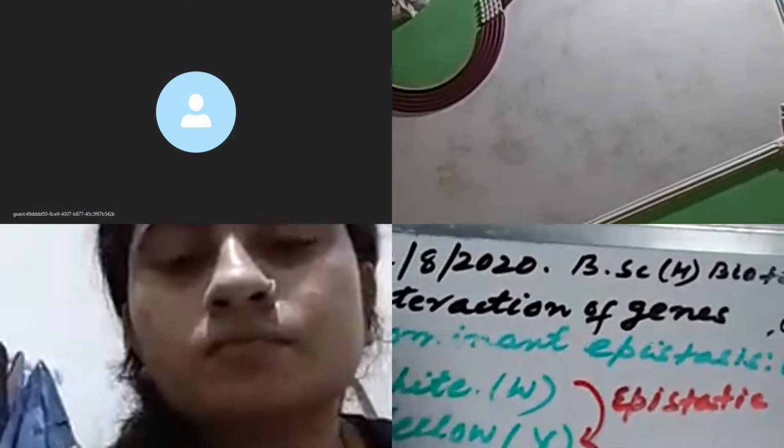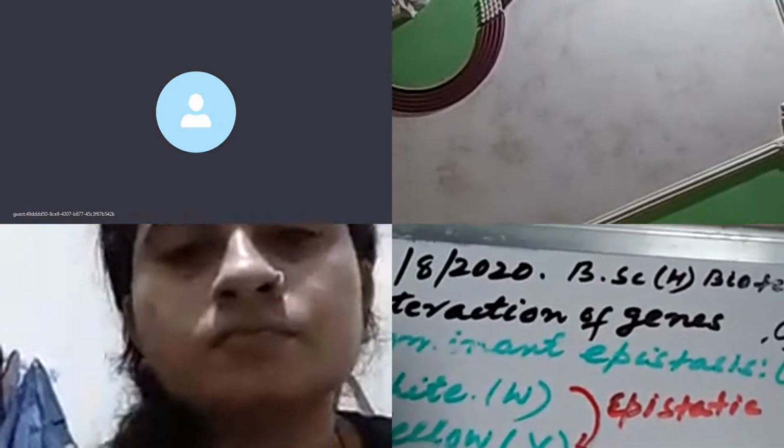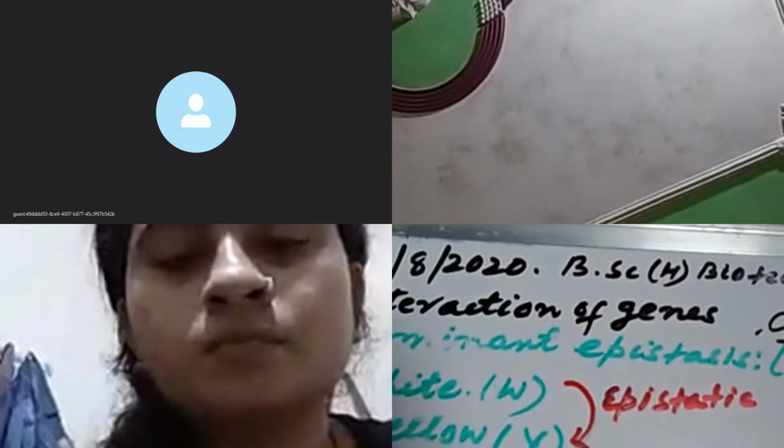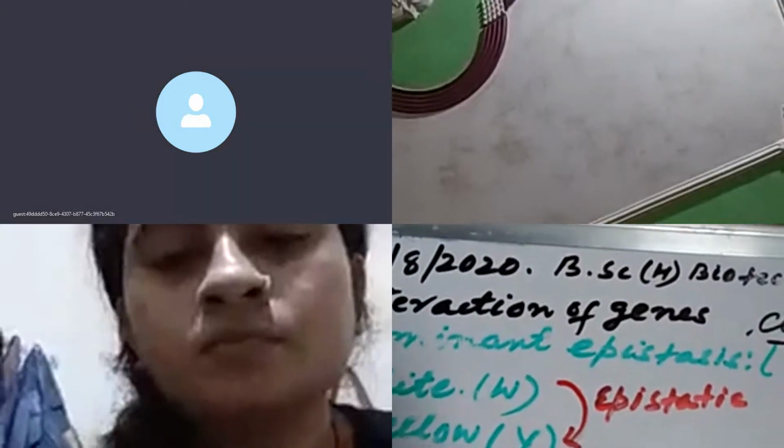And the dominant gene for white color is epistatic to the dominant gene for yellow color. The third type of fruit color is green, and the green phenotype appears when the recessive alleles of these two dominant genes are present in the homozygous condition. I have written here small w, small w, small y, small y. This genotype will give rise to the green phenotype.